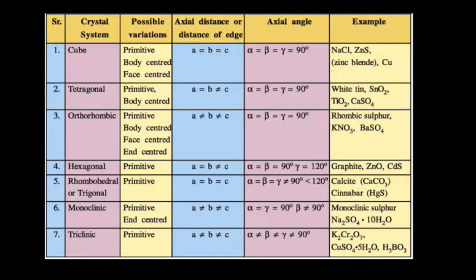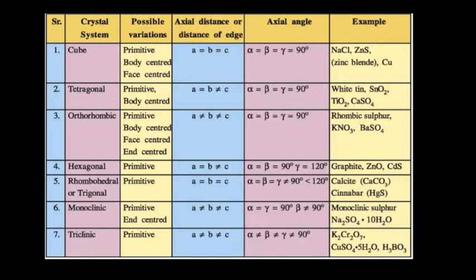Fourth, hexagonal. Possible variation, primitive. Axial distance or distance of edges, A is equal to B, not equal to C. Axial angle, alpha is equal to beta is equal to 90 degrees. Gamma is equal to 120 degrees.